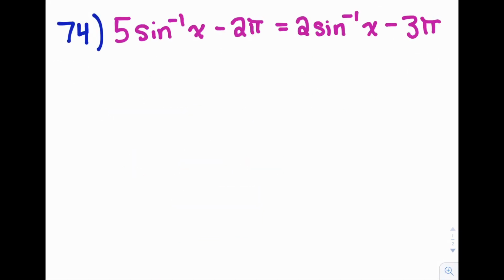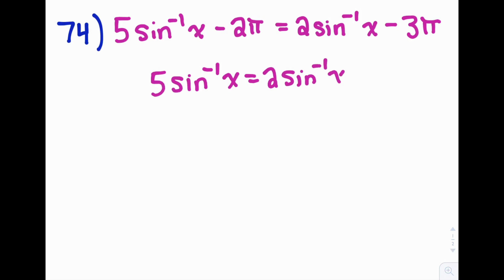The next problem I'm going to be demonstrating is number 74 from the 7.1 homework. The given equation for this one is 5 times the inverse sine of x minus 2 pi equals 2 times the inverse sine of x minus 3 pi. To start, you're going to add 2 pi to both sides, which gives you 5 times the inverse sine of x equals 2 times the inverse sine of x minus pi.